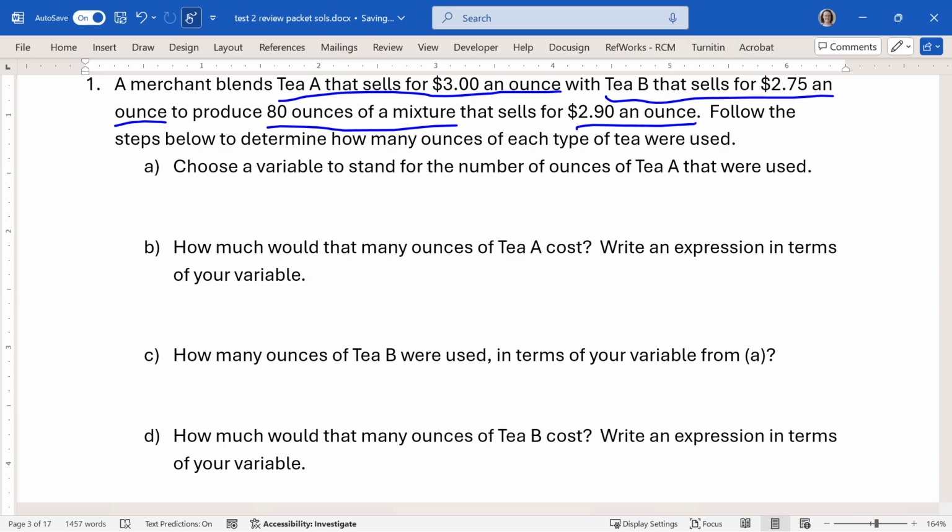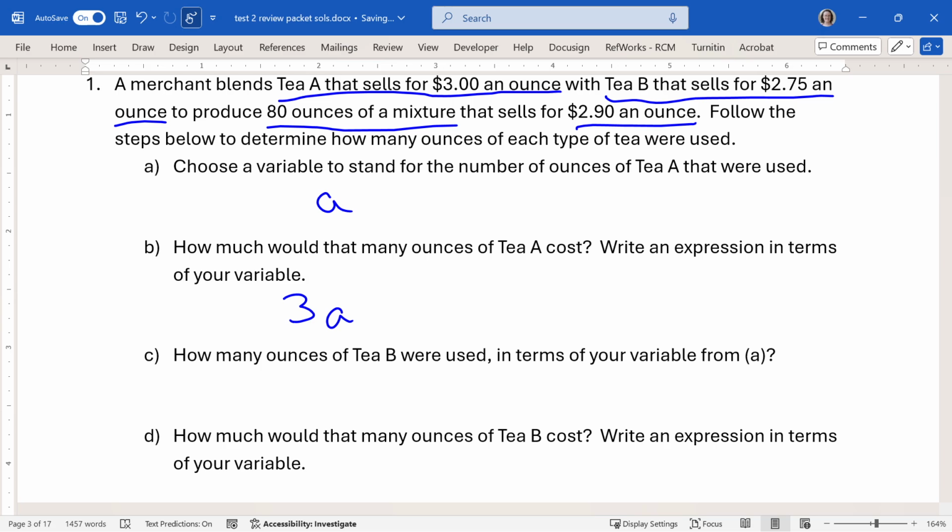So the first step is choose a variable to stand for the number of ounces of TA that were used. Let's just make this easy on ourselves and use A. Part B, how much would that many ounces of TA cost? Write an expression in terms of your variable. Okay, so if we're selling A ounces and it's $3 an ounce, then we're just going to multiply 3 times A. So the price per ounce times the number of ounces.